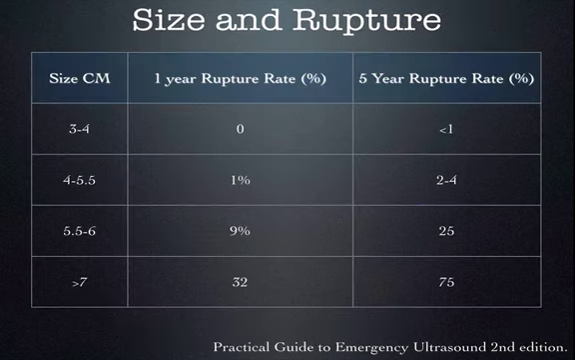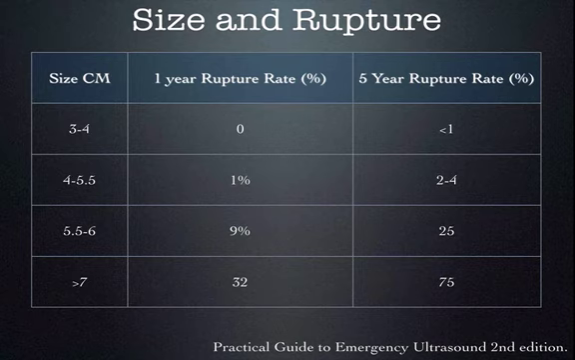Now, with regards to size and likelihood of rupture, you can see this chart here showing that a AAA that ranges 3 to 4 centimeters has a 0% rupture rate in the first year. Once you go to 4 to 5.5 centimeters, there's a 1% 1-year rupture rate. Now, as you expand up to 5.5 to 6 centimeters, you see a 9% annual rupture rate.